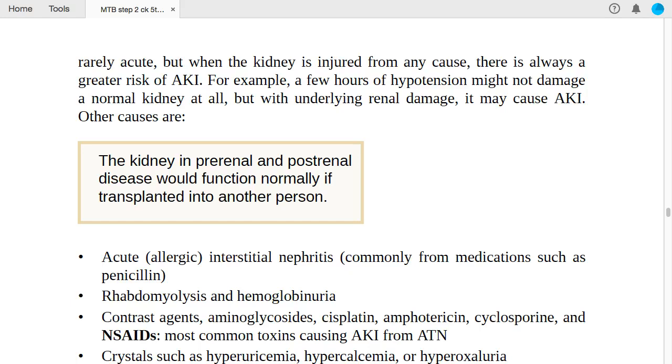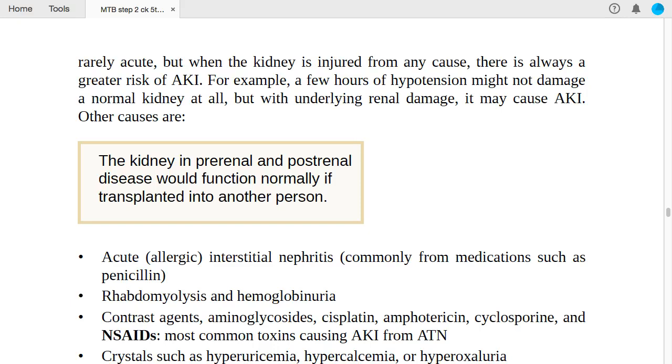The kidney in pre-renal and post-renal disease would function normally if transplanted into another person. Your patient's kidney, in a case of pre-renal or post-renal disease, if you transplant this kidney, would definitely function normally in another person, because there is nothing wrong inside the kidney. But if there is intrinsic pathology, definitely that is going to create a problem if you transplant it.